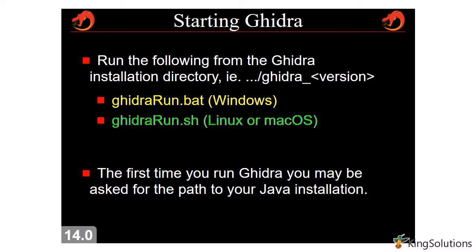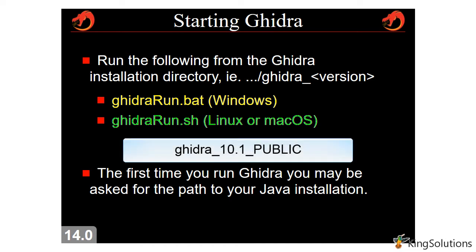Starting Ghidra. Run the following from the Ghidra installation directory. For Windows users, ghidraRun.bat. For Linux or Mac OS users, ghidraRun.sh. Note: the first time you run Ghidra you may be asked for the path to your Java installation. To run Ghidra, double-click the Ghidra script file for your operating system. This is located in the Ghidra install directory.